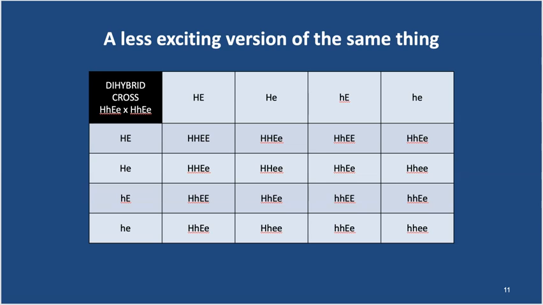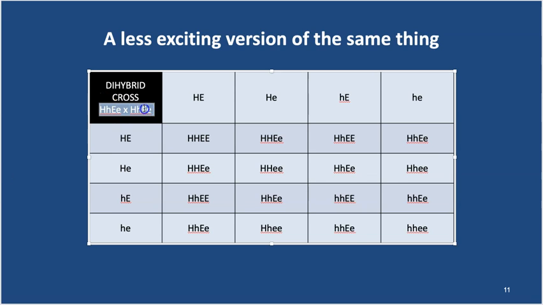All right, so here's a much less exciting version of the same thing. This is basically stripping out all of the other stuff. And in this case, we don't know what these traits mean. We just know that both of the parents are heterozygous for both. And so we split them up again. We do the FOIL method. So basically, we do the first, so capital, capital. We do the outer, so capital, lowercase. We do inner, which is lowercase, capital. And then we do last, which is lowercase, lowercase.